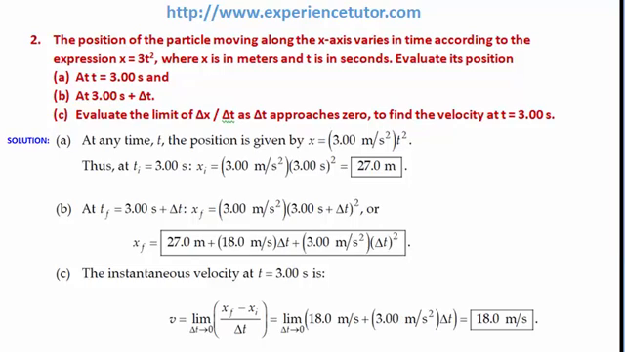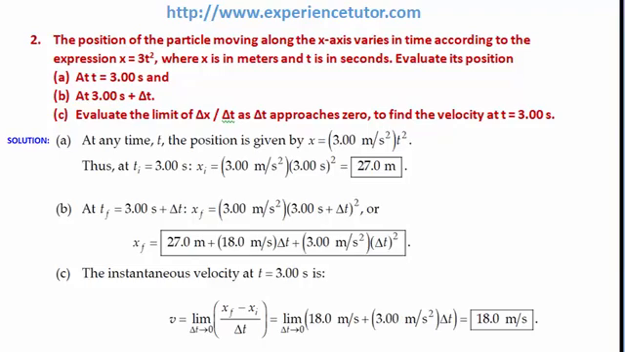Question 2. The position of a particle moving along the x-axis varies in time according to the expression x is equal to 3t square, where x is in meter and t is in second. A. Evaluate its position at t is equal to 3 second and B. at 3 second plus delta t. C. Evaluate the limit of delta x upon delta t as delta t approaches 0 to find out the velocity at t is equal to 3 seconds.